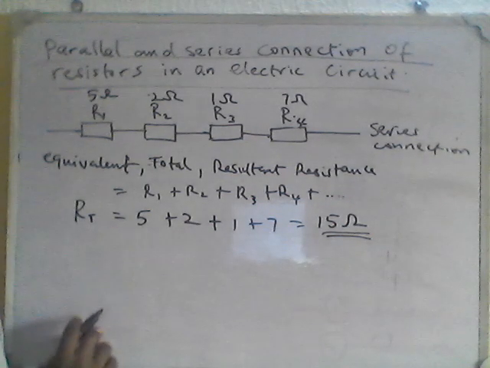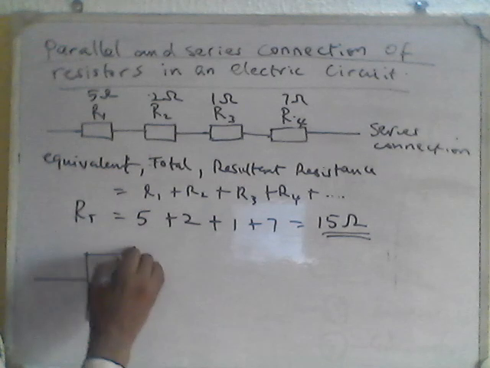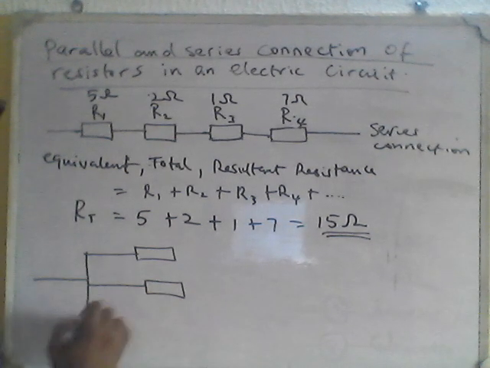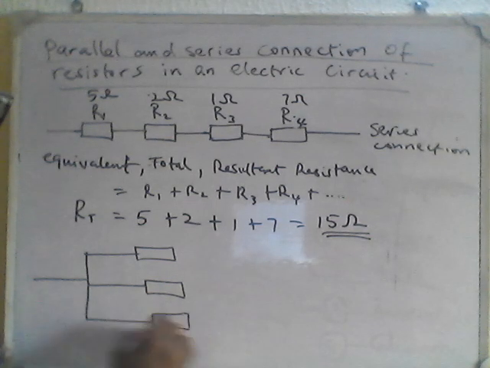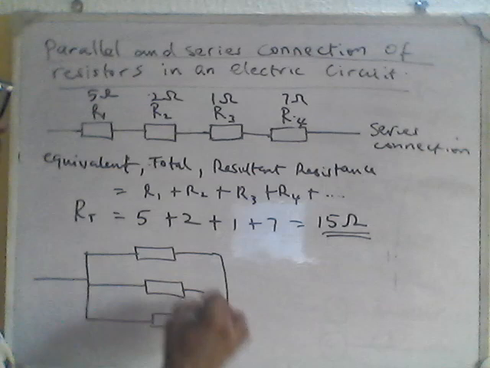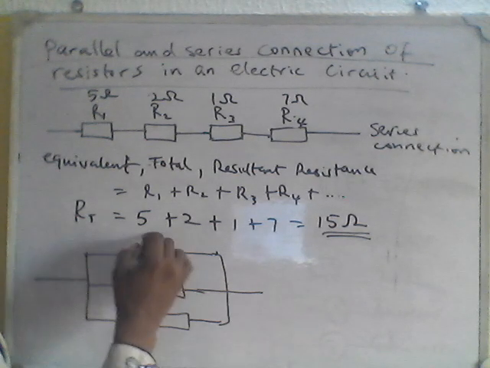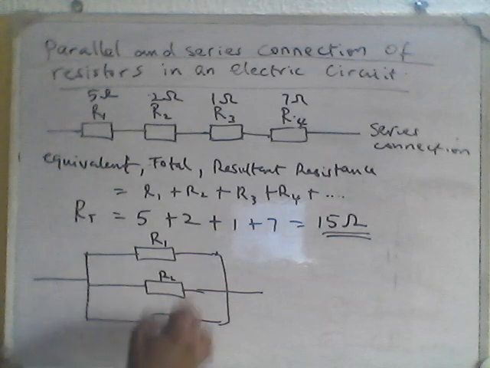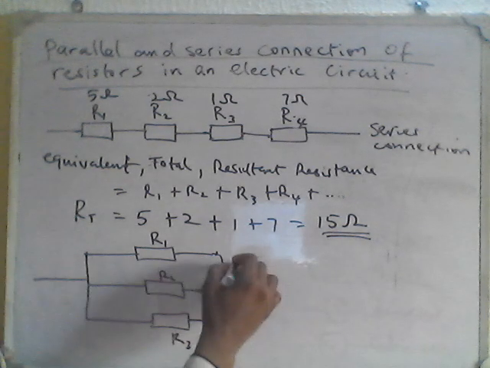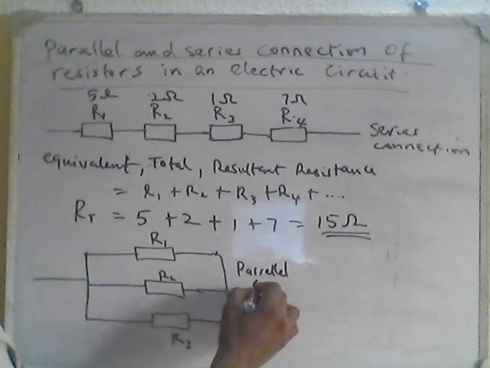But when you have the parallel connection, you see that the resistors are connected one on top of the other, one on top of the other, like this. So this is a junction. This is a junction here. So this is arrow 1, arrow 2, and arrow 3. This is for parallel. Let me put it by the side here. Parallel connection.